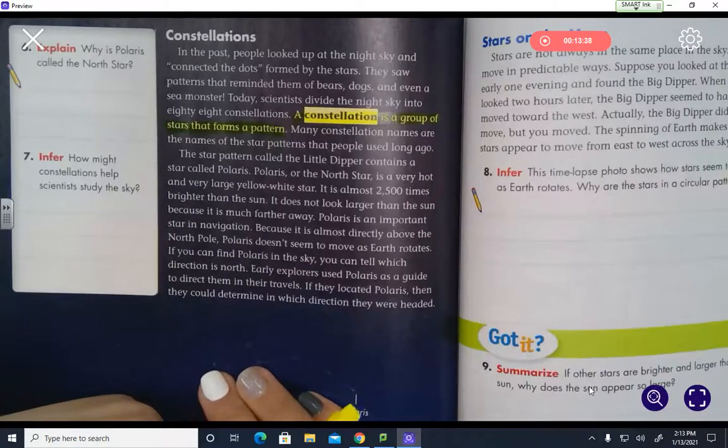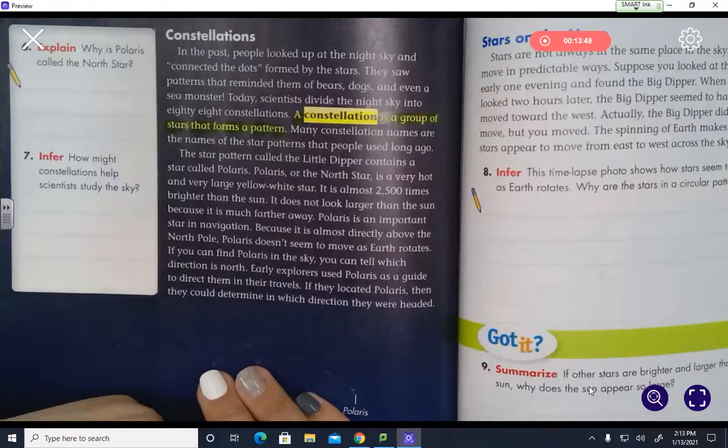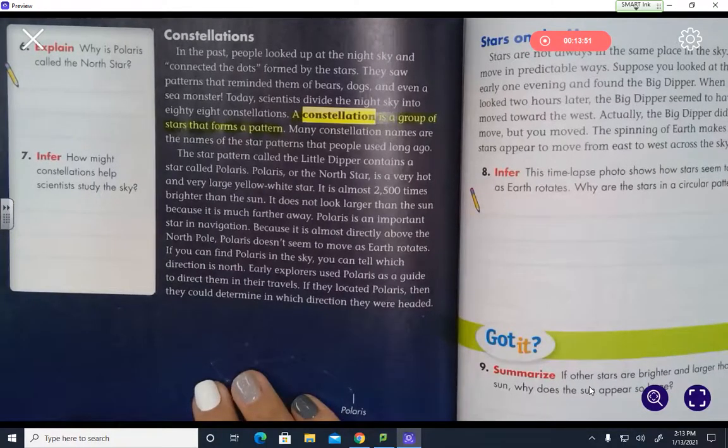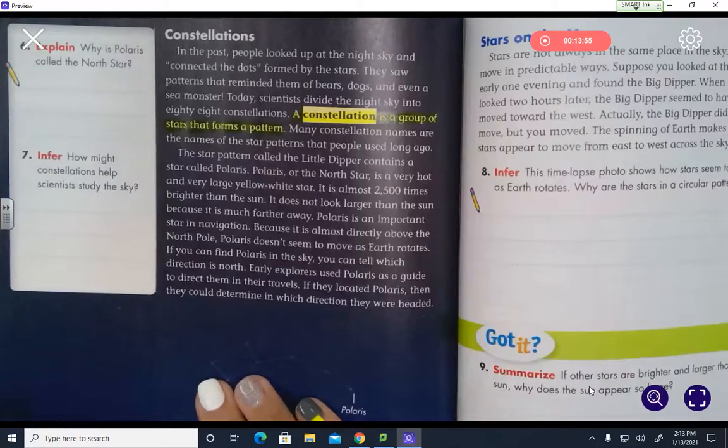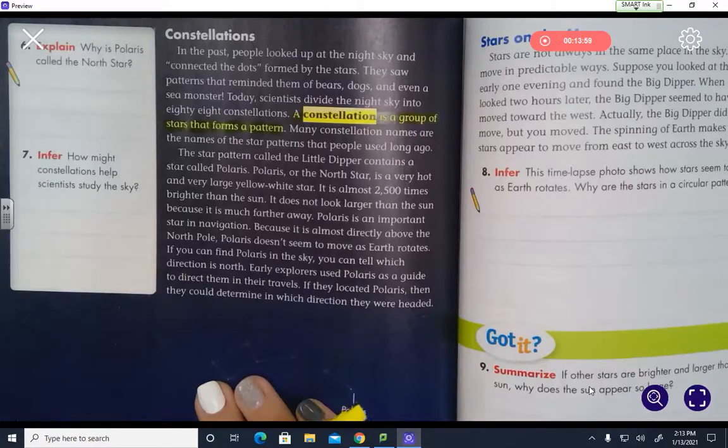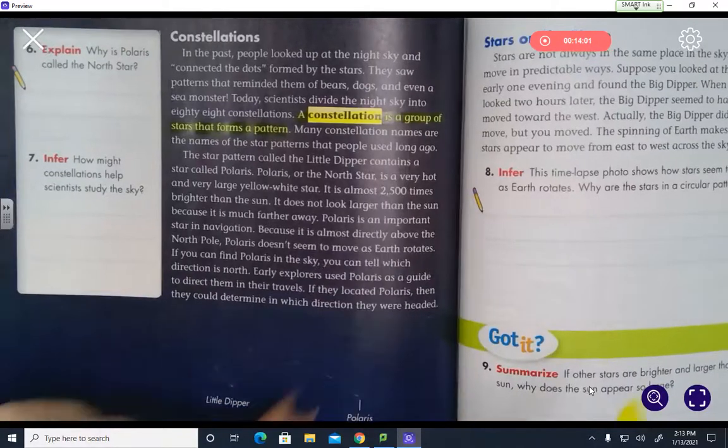The star pattern called the Little Dipper contains a star called Polaris. Polaris, or the North Star, is a very hot and very large yellow-white star. It is almost 2,500 times brighter than the sun. It does not look larger than the sun because it is much farther away. Polaris is an important star in navigation. I want you to highlight that.